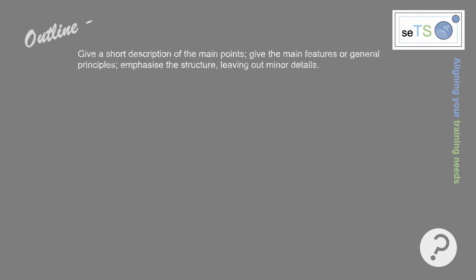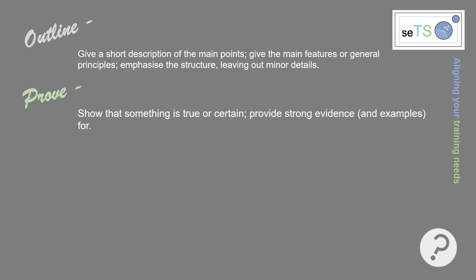Outline. Give a short description of the main points. Give the main features or general principles. Emphasize the structure, leaving out minor details. So what are the main features? To give a general idea and an overview without going into too much detail. Prove. Show that something is true or certain and provide strong evidence and examples for it.